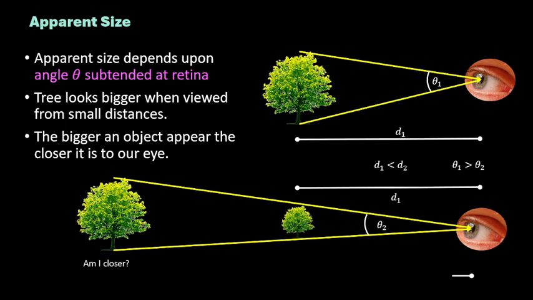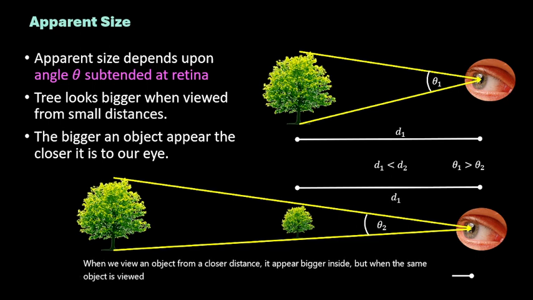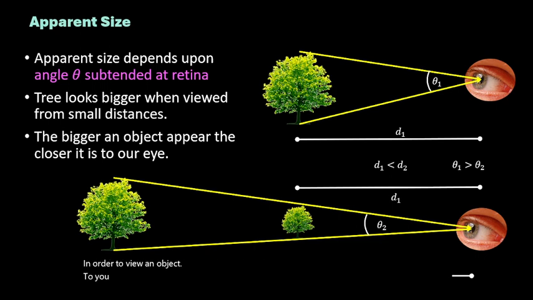Hello all. The size of an object depends upon the distance of viewing. When we view an object from a closer distance, it appears bigger in size. But when the same object is viewed from a longer distance, it appears smaller in size. In order to view an object in a big size, we have to bring that object close to our eyes. As we bring the object closer to our eye, it appears bigger and bigger.